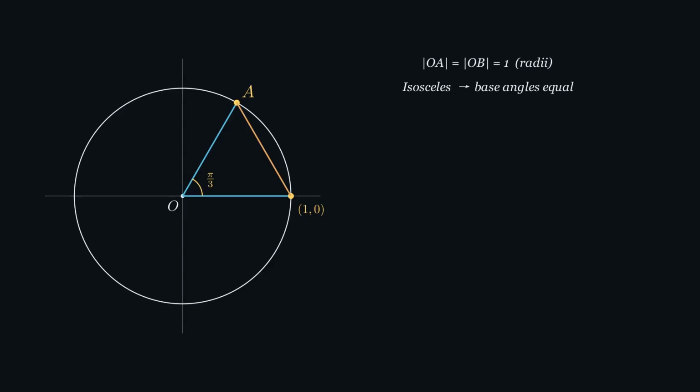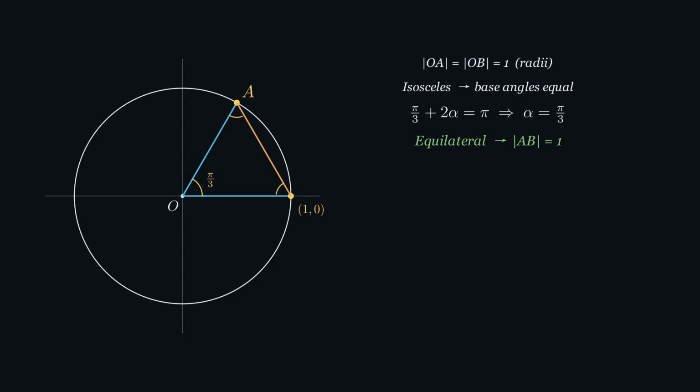The second case is where theta equals pi on 3 radians. If we extend the line from point A on the circle to the point with coordinates 1, 0, we obtain an isosceles triangle. However, we can deduce by trigonometry that the other two angles are also pi on 3, so it follows that the triangle is actually equilateral.